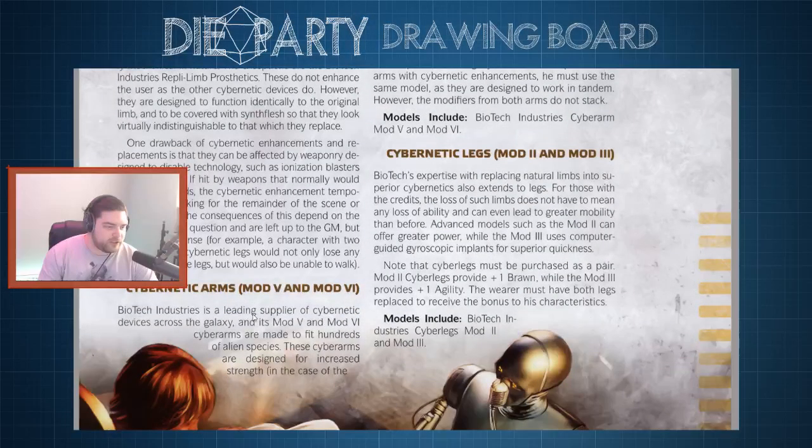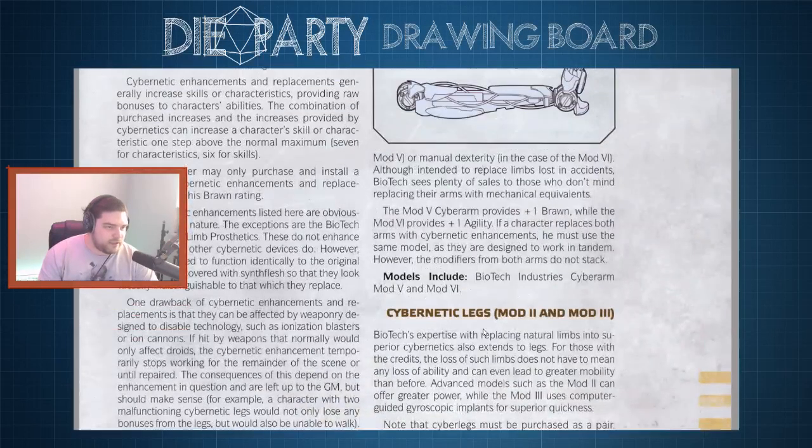Biotech industry is enlarging, supplying cybernetic devices across the galaxy, and its Mark 5 and Mark 6 cyber arms are fit to mate hundreds of alien species. These cyber arms are designed for increased strength in the case of Mark 5 or manual dexterity in case of Mark 6. Although intended to replace limbs lost in accidents, Biotech sees plenty of clients who don't mind replacing their arms with mechanical equivalents. Ooh, it adds a brawn rating. That's cool. It just makes him stronger.